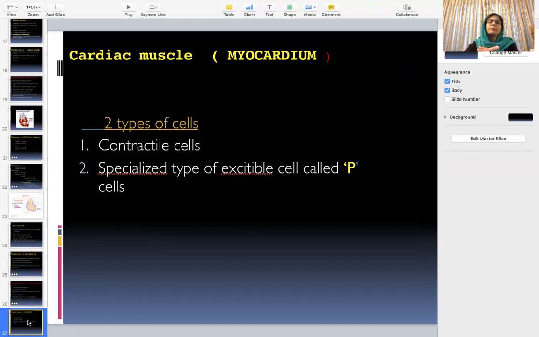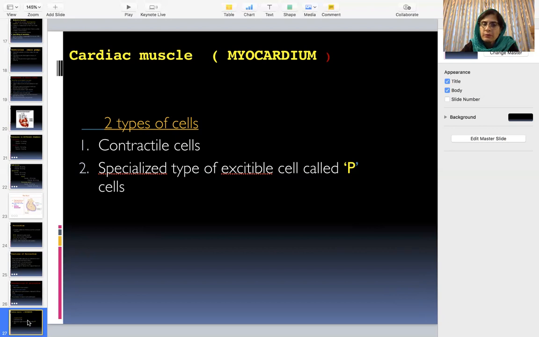Then the cardiac muscle. Now the myocardium, which is the muscle making up the heart, has two types of cells: contractile cells, and a specialized type of excitable cells called the P cells. Those which are responsible for contraction are called contractile cells. The muscles making the atria and the ventricles are the contractile cells, which are meant for contraction.